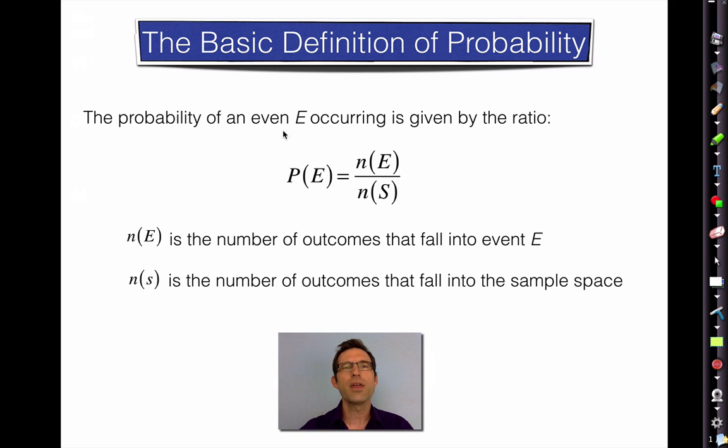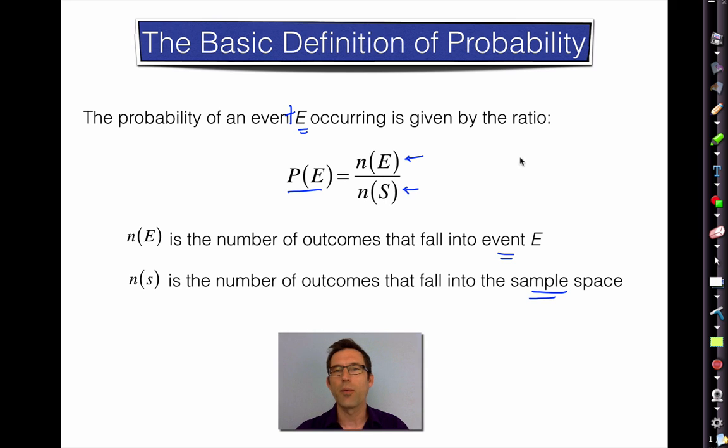It says the probability of an event E occurring is given by the ratio P(E), kind of looks like function notation, equals N(E) divided by N(S), where N(E) is the number of outcomes that fall into event E, and N(S) is the number of outcomes that fall into the sample space. All right? So the probability is always the ratio of how many outcomes fall into the event that we care about, divided by how many total outcomes there are.